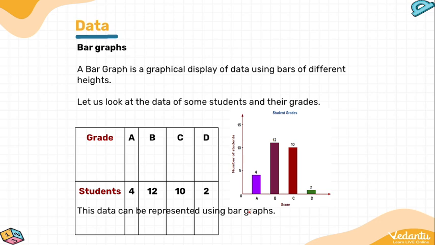I'm very sure you might have watched cricket or football sometimes. There they try to show some graphs in the form of vertical bars. And it gives a lot of information. So, a bar graph can be said as a graphical display of data using bars of different heights.